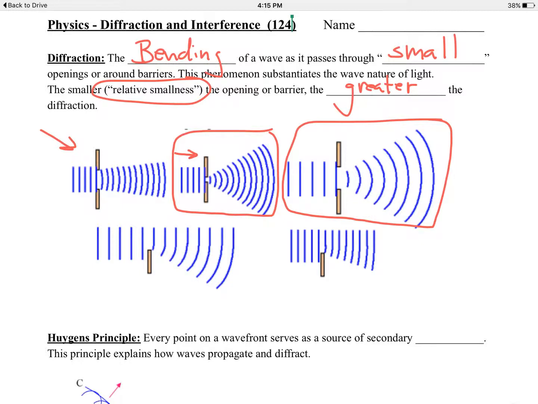Same thing with these barriers down here at the bottom. There's more pronounced diffraction here on the left diagram because the waves are big. The bigger the waves, the smaller the barrier tends to look, so to speak, and you get more pronounced diffraction.